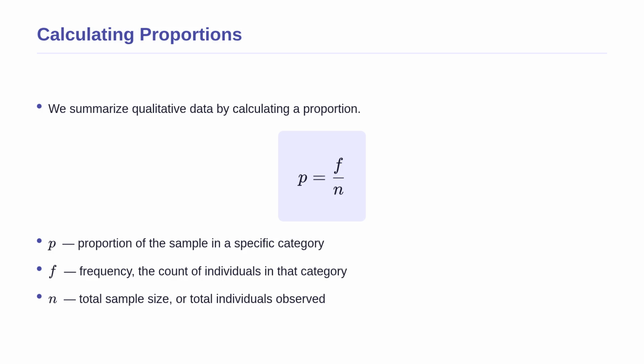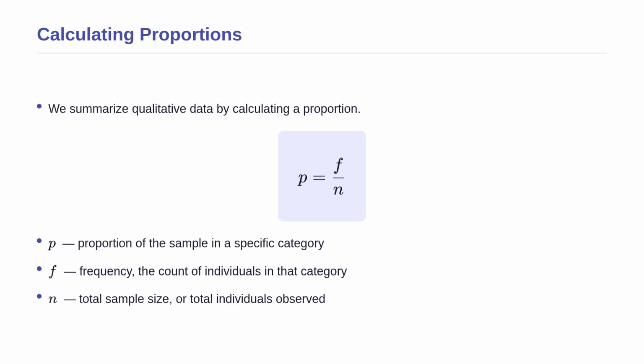Now that we understand why classification matters, let us look at how we mathematically summarize qualitative data. Since we cannot calculate a mean for categories, we calculate a proportion instead. This formula tells us the fraction of a group that shares a specific trait. The symbol P represents the proportion. The symbol F represents the frequency, which is simply the count of individuals belonging to that category. Finally, N represents the total sample size.